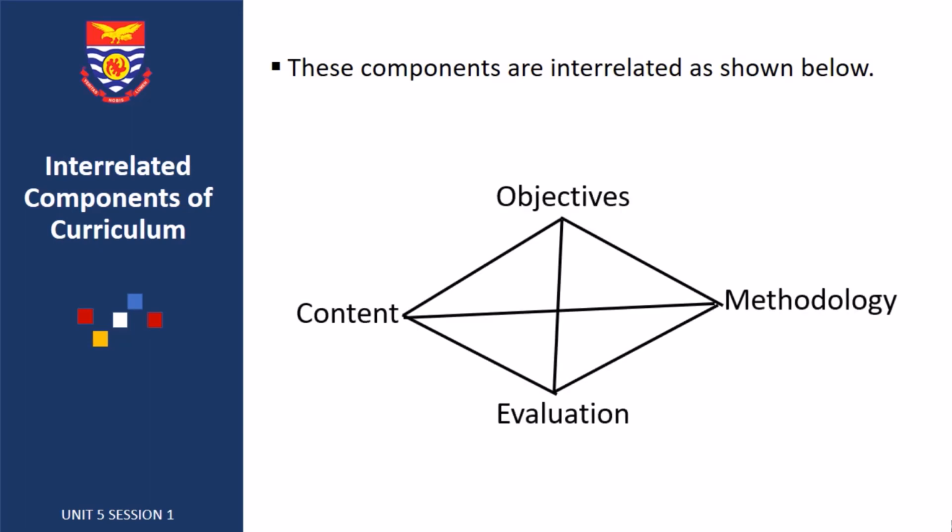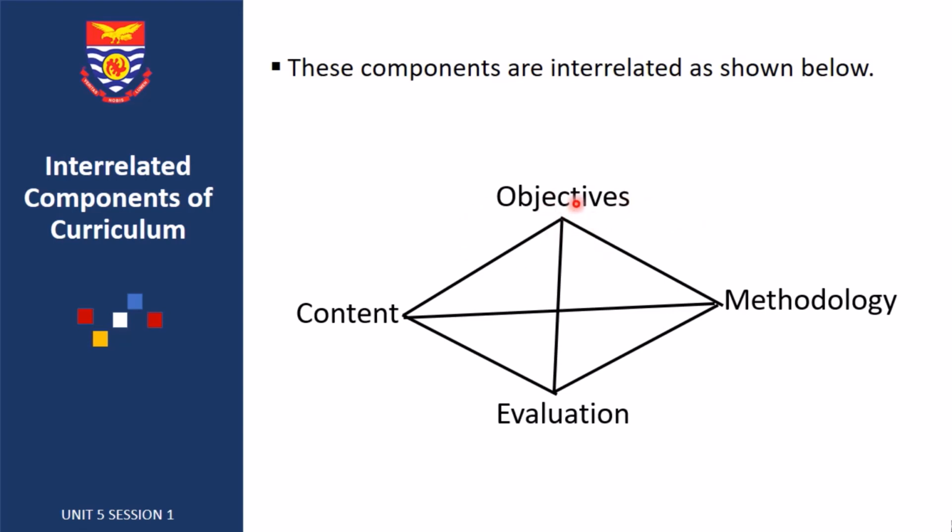The components are shown in this diagram. You realize that we have a diagram which more or less looks like a kite, and all the points are meeting. So we have objective, which has a relationship with evaluation. Content has a relationship with methodology. Objective goes with methodology. So you observe that none of the components stand on their own.